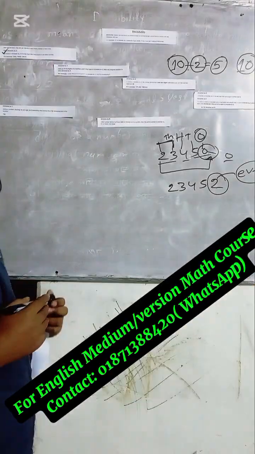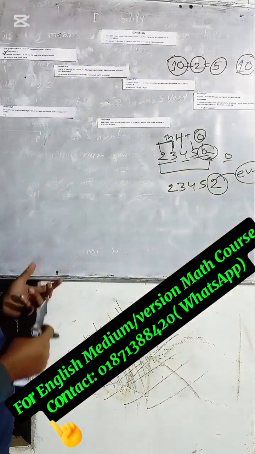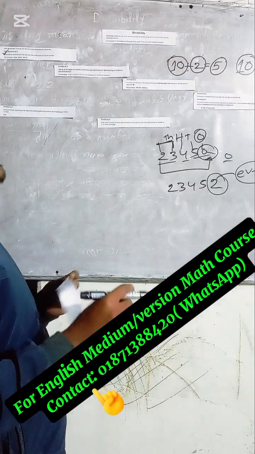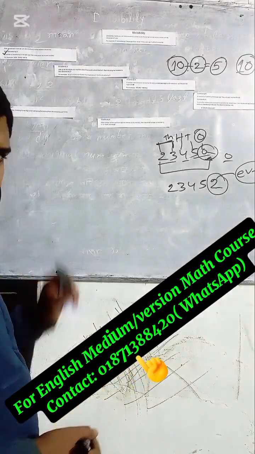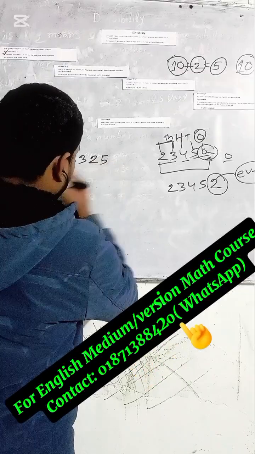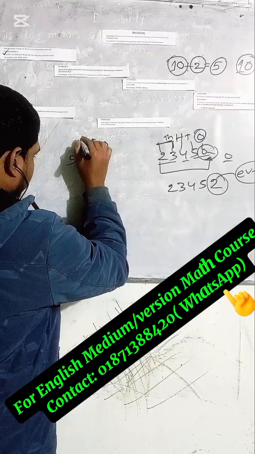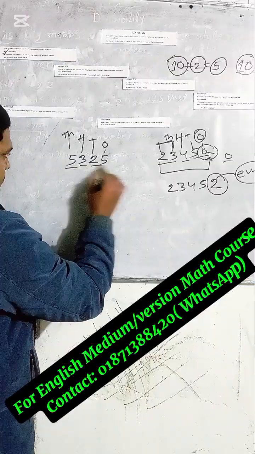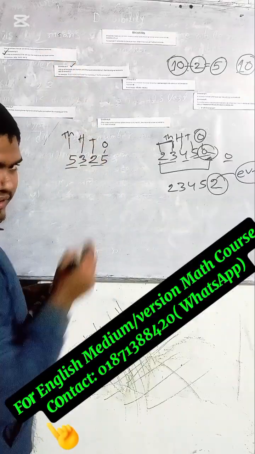Okay, the next one, divisible by 3. Divisible by 3: add up all the digits of a number, and if that sum is divisible by 3, then the original number is also divisible by 3. For example, 5325. Can you read this number? Ones, tens, hundreds, thousands. That means 5,325, right?